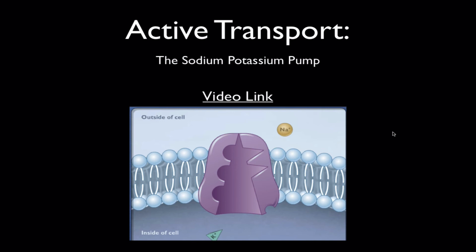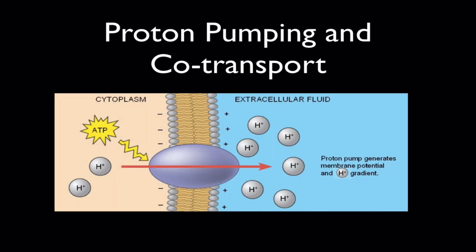All right, so active transport requires energy. Great example of this is the sodium-potassium pump. Now let's talk about proton pumping and cotransport. You can also pump other things out of the cell. For example, here we have an embedded protein that's using ATP energy to move hydrogen ions outward, again putting a net positive accumulation of charge on the outside of the cell membrane, on the side facing the environment, and a net negative charge on the inside.